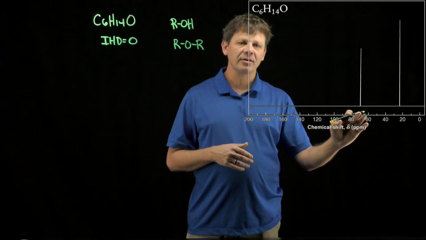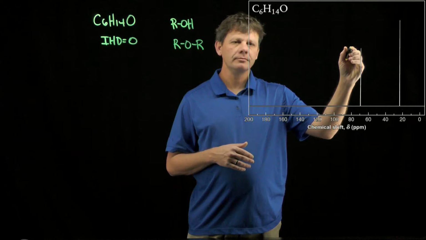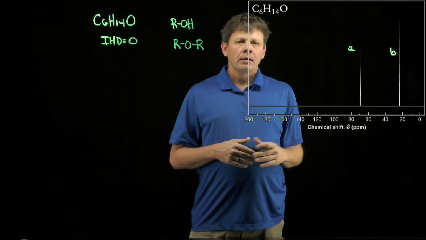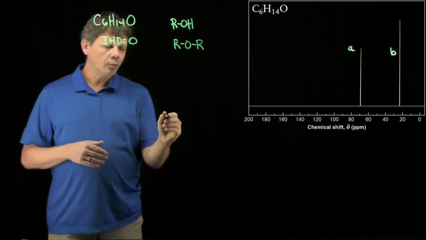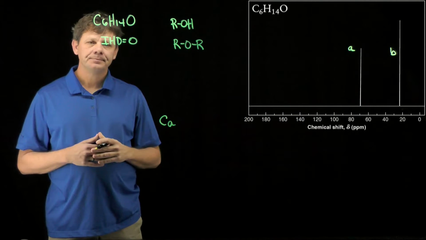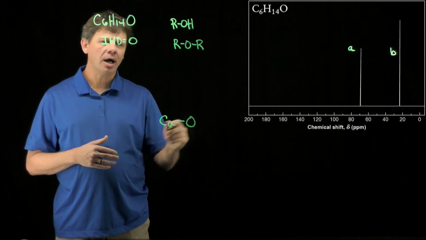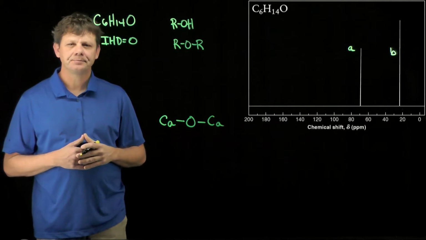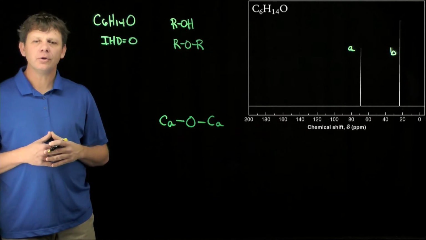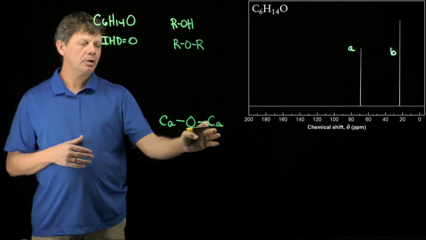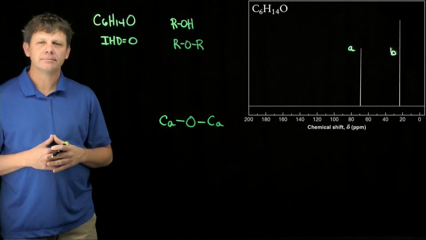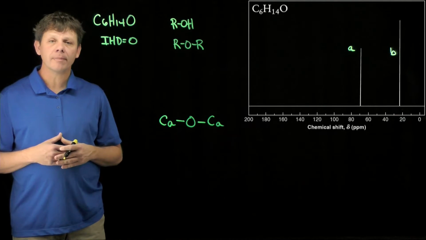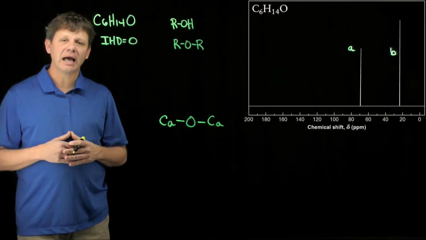Let's call that signal A, and this one signal B. Carbon A, of which there are probably 2, is attached to oxygen, which is also attached to carbon A. So that uses up 2 of the carbons in the molecule. How many other carbons must there be? Well, there must be 4, and those 4 must be identical.